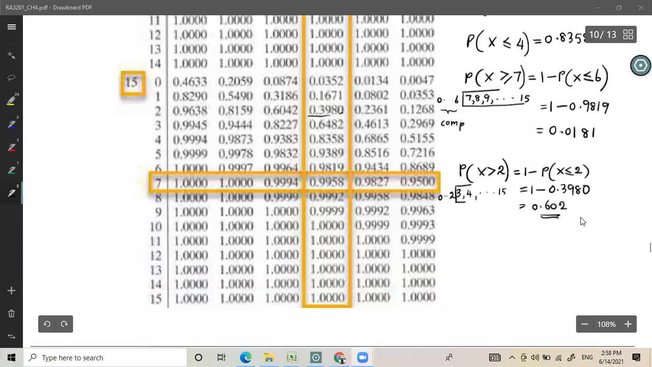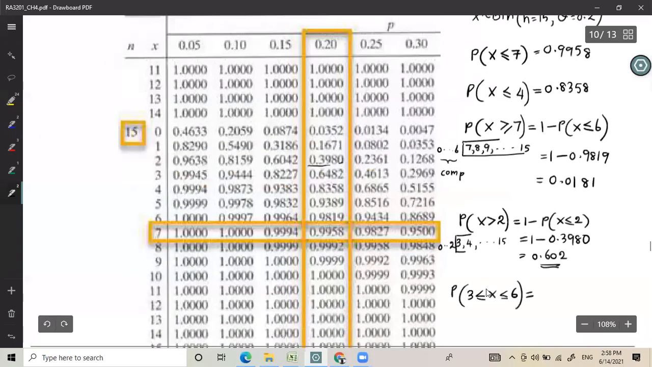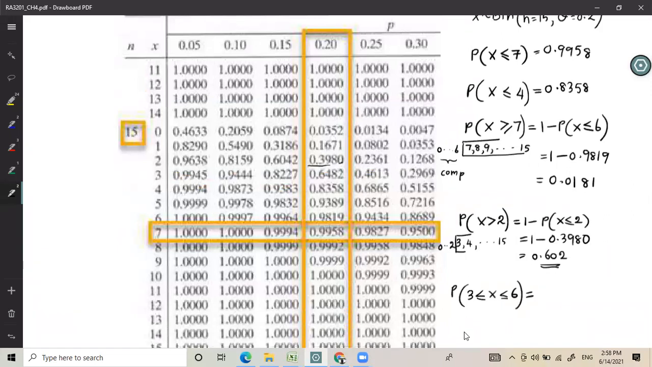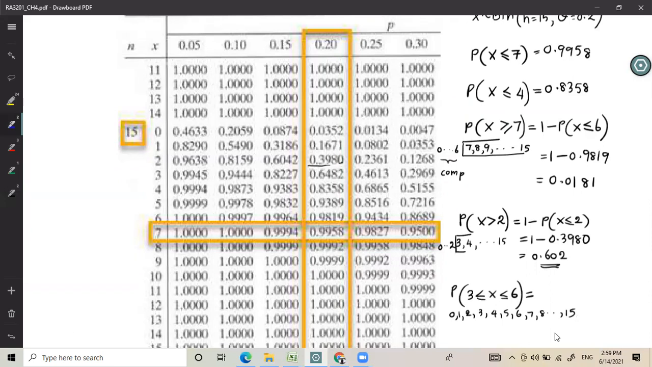Right. Now let's do something different. Can you find the probability X is in between 3 and 6, including both? How do you do this one? Yes, can you try this one? 3 up to 6. Okay, so let's write down the possible values up to 15 and see how we can get it. Now what do we need? We need 3 up to 6, including both. This is the area we need.